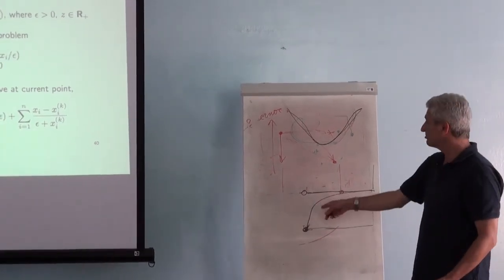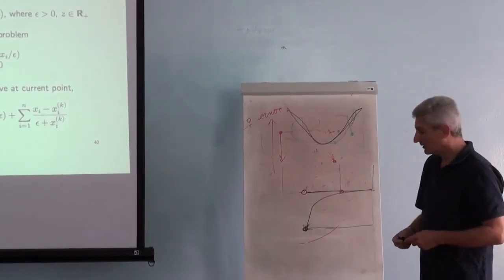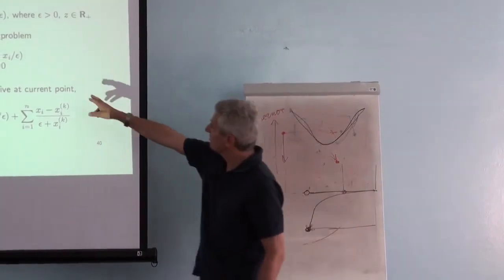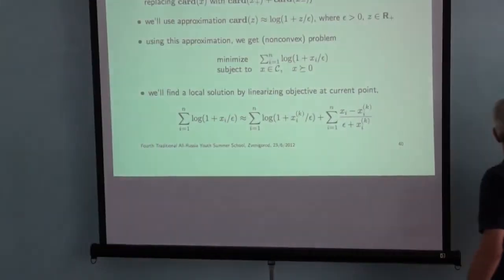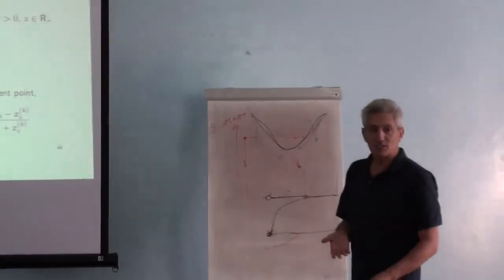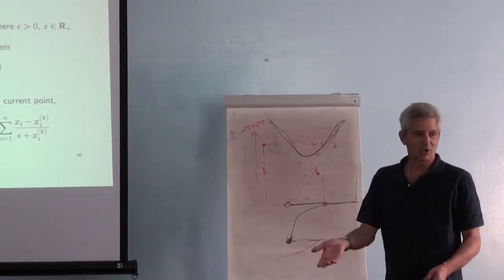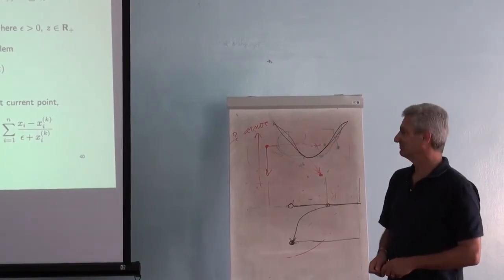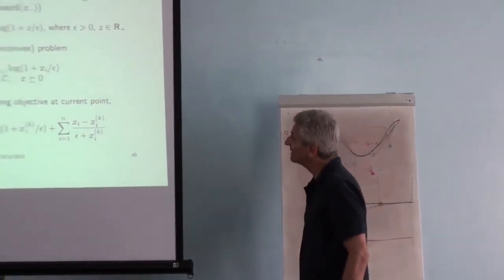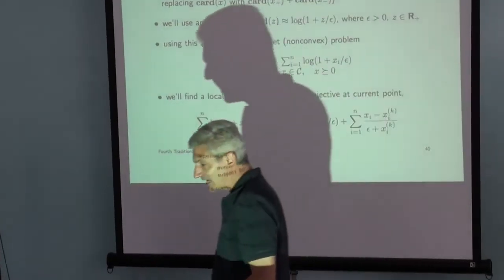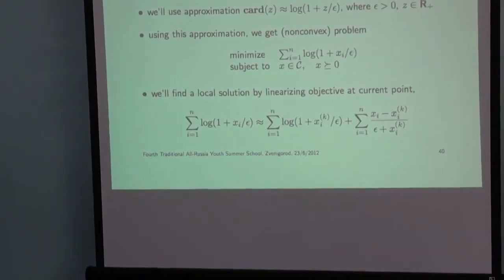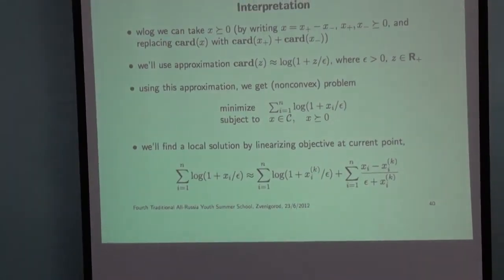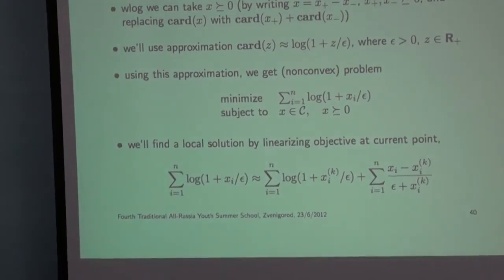If I take this to be log with a little epsilon in there, then the function looks like this. The good news is it's a much better approximation of the card function, and the bad news is it's concave. So, okay, fine. How do you minimize a concave function over a convex set? That's very easy. Very simple method.